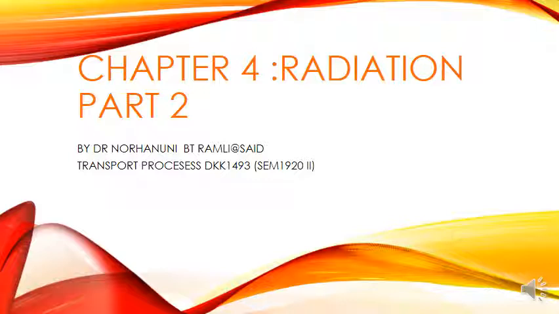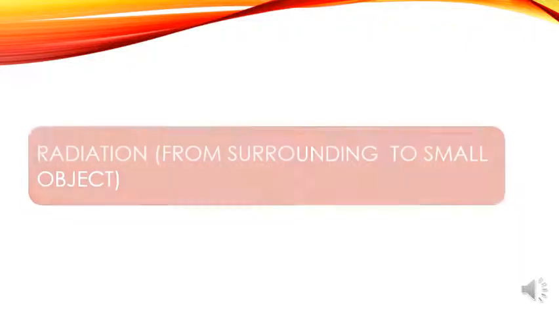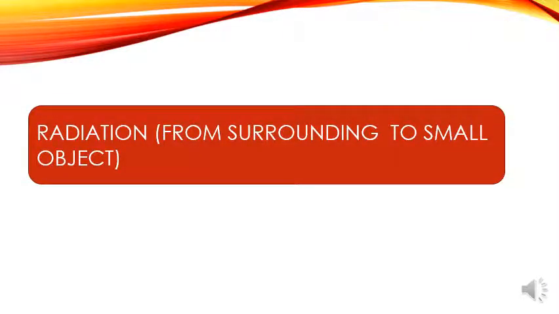So today we're gonna continue our part 2 in chapter 4 for radiation. There are two common scenarios or mechanisms that happen in radiation. The first one is called radiation from surrounding to a small object. For example, we are using an oven. The oven is the surrounding, and it transfers the heat to, let's say, bread. So that one is considered as the scenario from surrounding to small object.